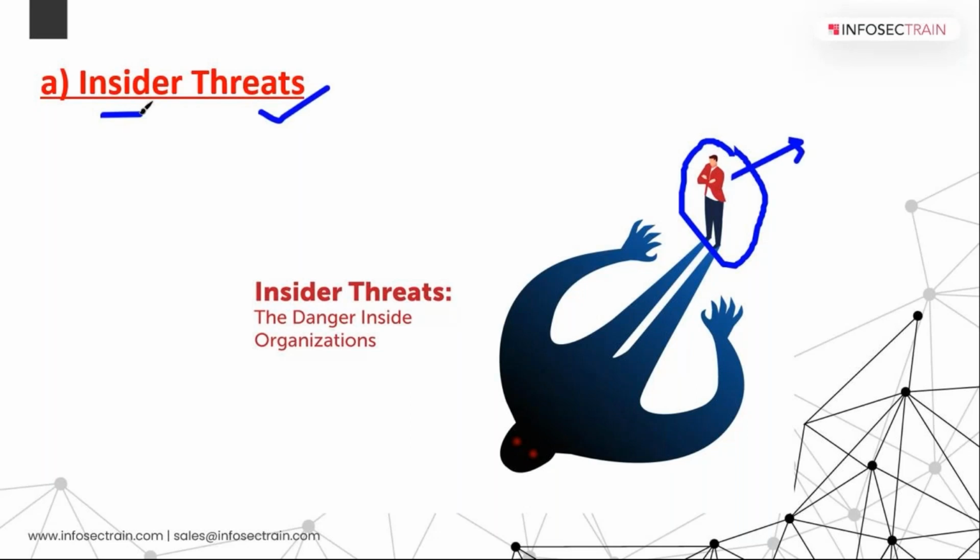There are multiple things that can happen here. Sometimes a person can be an insider threat but is not aware of it. He could be doing some kind of activity resembling an insider threat. Let's say, for example, there is a junior employee who is very new to the organization and is not aware.